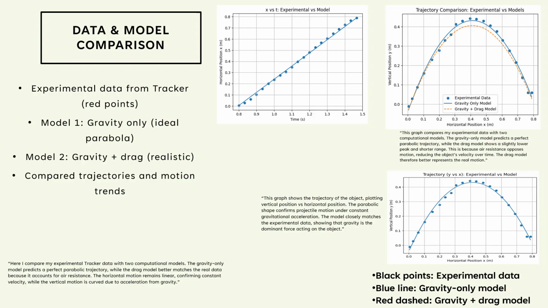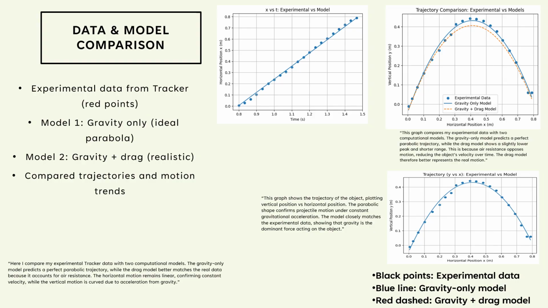Data and model comparison. This is essentially the graphs that I got from tracker. I just compared my experimental tracker data with the two computational models. The gravity-only model predicts a perfect parabolic trajectory, while the drag model better matches the real-life version. It accounts for air resistance. The horizontal motion remains linear, confirming constant velocity, while the vertical motion is curved due to acceleration from gravity.